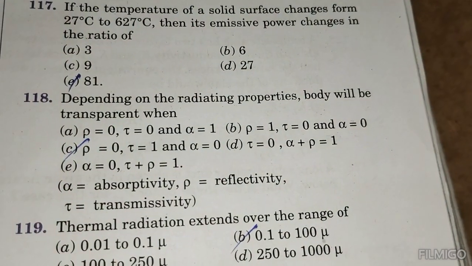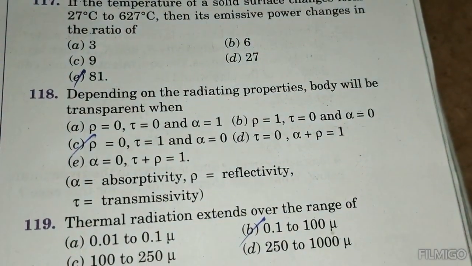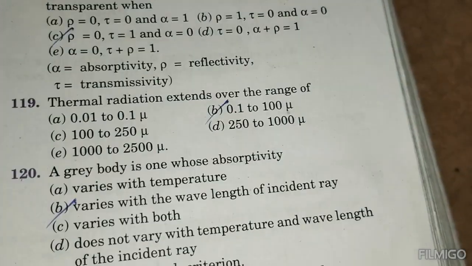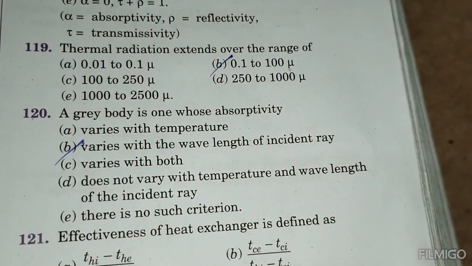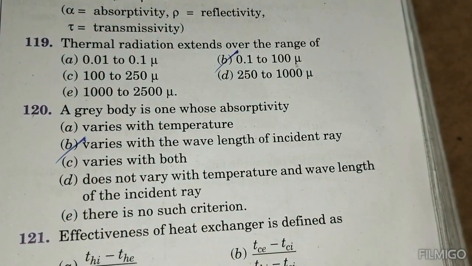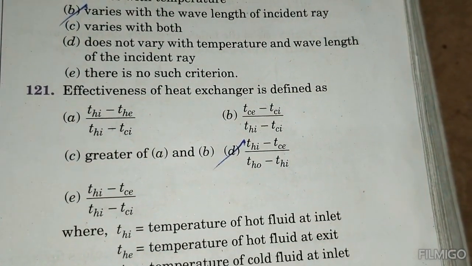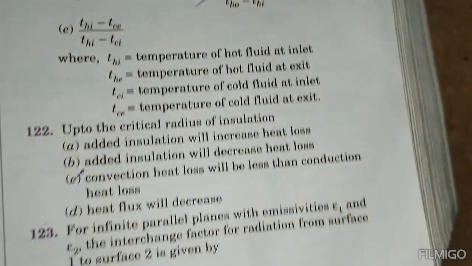Depending on the radiating properties, a body will be transparent when ρ equals 0, τ equals 1, α equals 0. Thermal radiation extends over the range of 0.1 to 100 μm. A grey body is one whose absorptivity varies with the wavelength of the incident ray. Effectiveness of a heat exchanger is defined as (Th1 − Tc1)/(Th1 − Tc1).